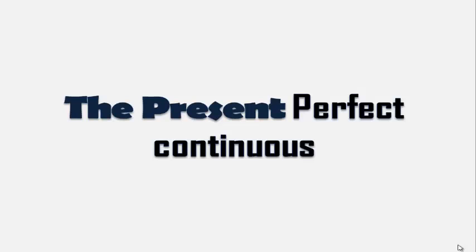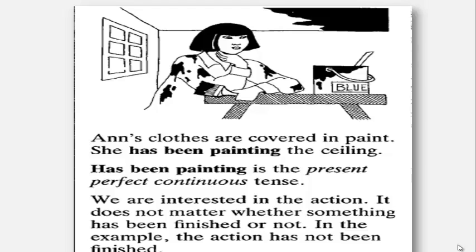Okay, so in this lesson we're going to learn about the present perfect continuous. Now let's study the following example. Anne's clothes are covered in paint. She's been painting the ceiling. Has been painting is the present perfect continuous tense. We are interested in the action. It doesn't matter whether something is being finished or not. In the example, the action has not been finished.